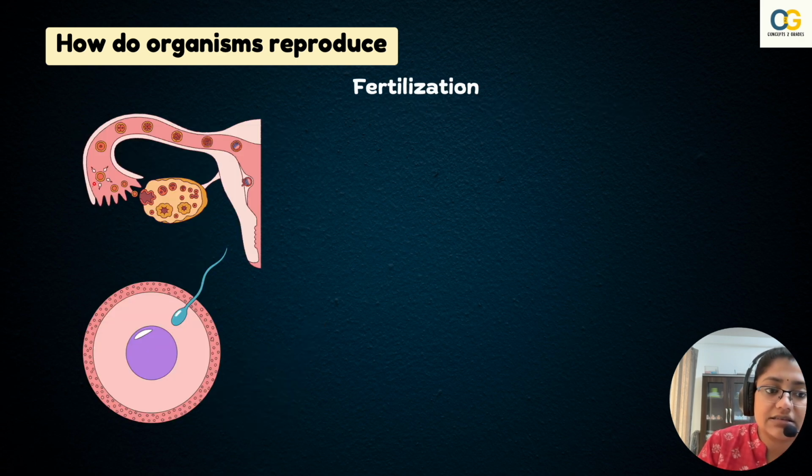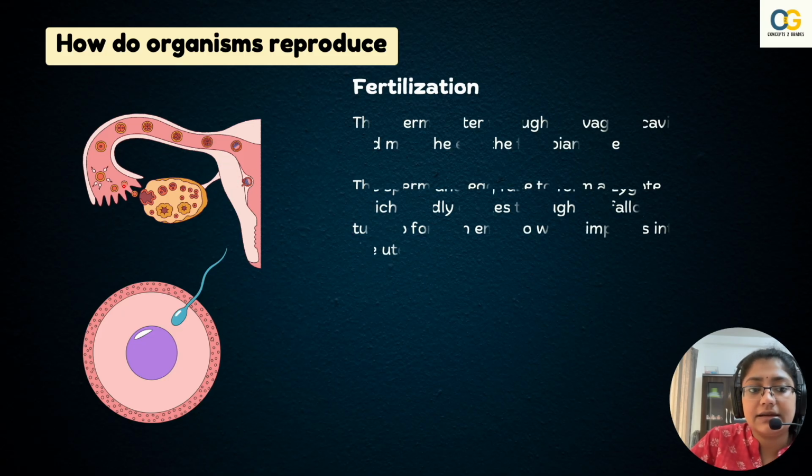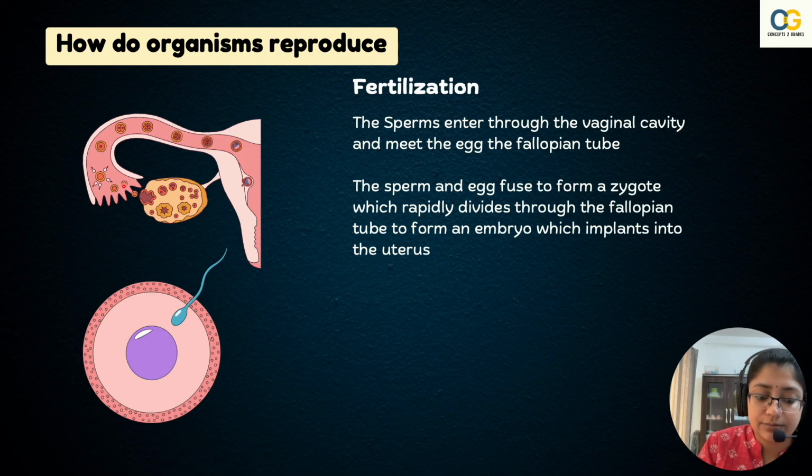Once it reaches the fallopian tube, if there is a sperm present there, if a sperm has reached there, they will merge together. The sperm enters into the egg, becomes a zygote, and starts dividing rapidly through the fallopian tube and gets implanted into the uterus, right? So this process of merging of sperm and egg, again merging of female and male gamete, is called fertilization, and the sperms and the egg meet through the fallopian tube.